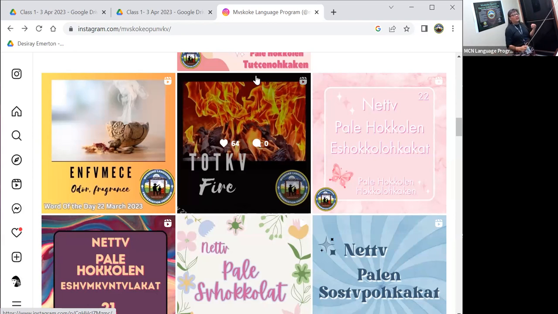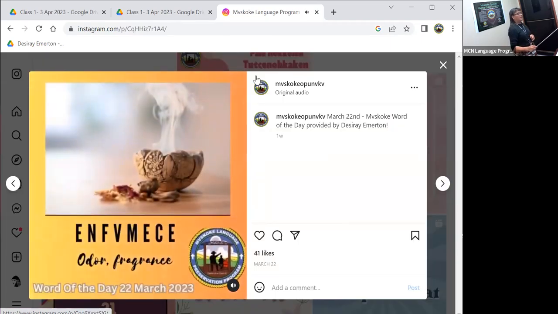But I was wondering, just type it in chat: would you rather them just say the Mvskoke word, or would you rather them say the Mvskoke and the English? I figure if you're looking at it and you hear it, you can read English. I wanted you to hear the Mvskoke word from them. Which one? Just type in English, in the chat.